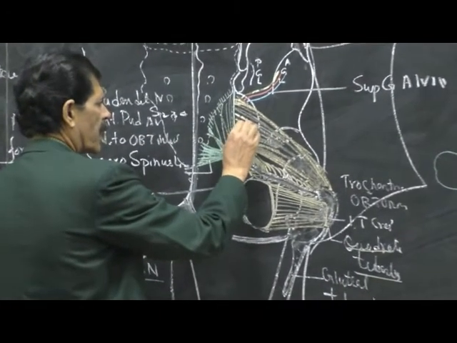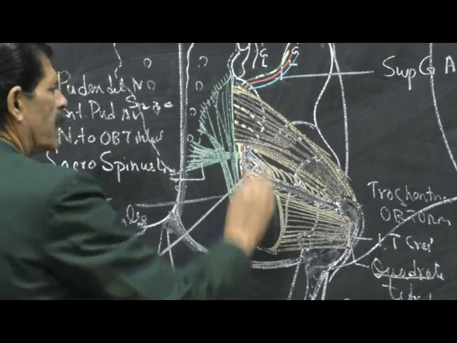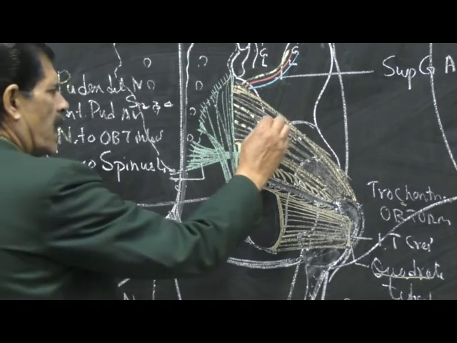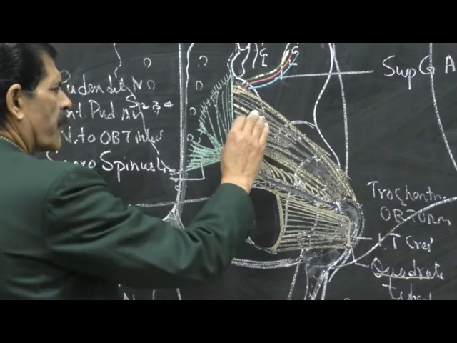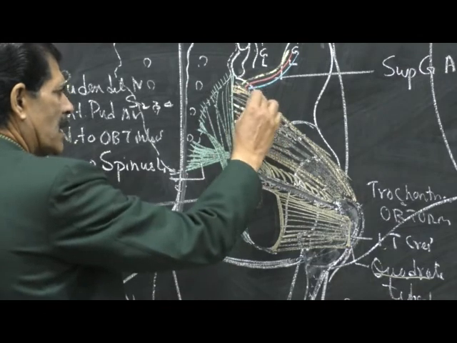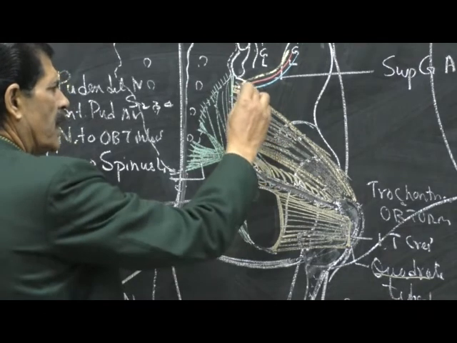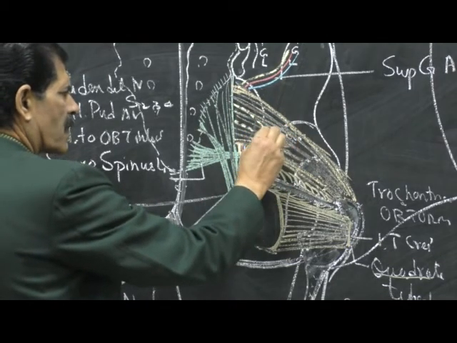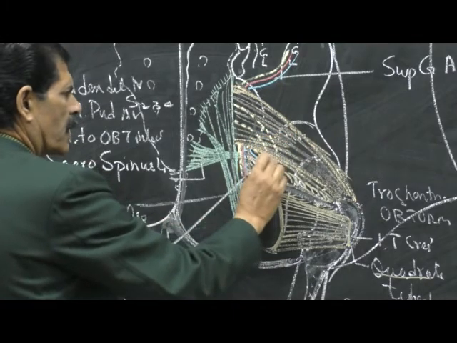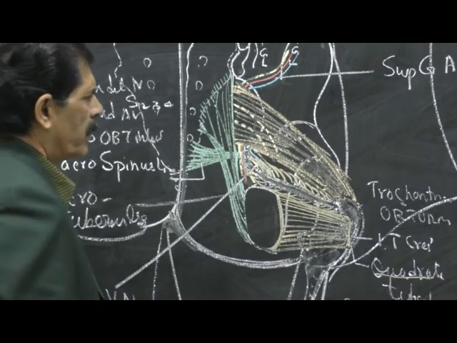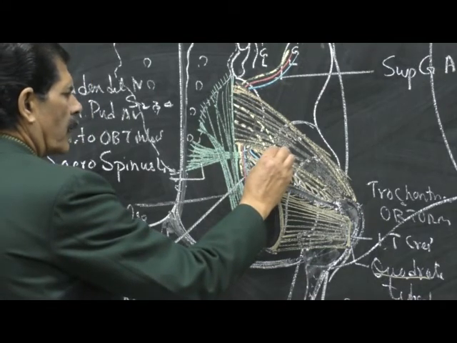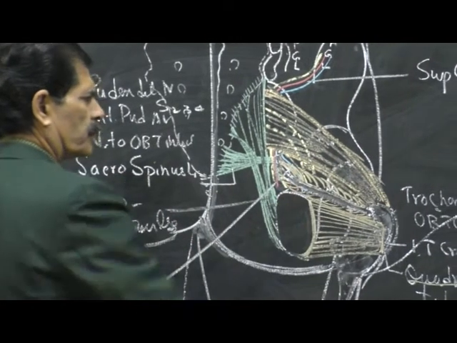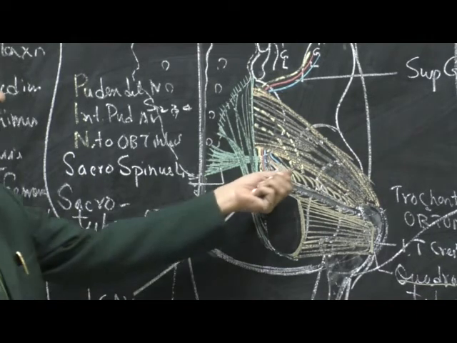with the root value L4, L5, S1, S2 and S3. It is the thickest nerve of the human body, the sciatic nerve. And this nerve is formed on the anterior surface of piriformis. Then it touches the bony rim of the greater sciatic notch, and then touches the hip bone, the ilium, and then it appears over the lower border of the piriformis muscle.